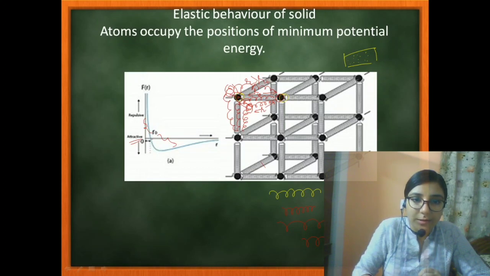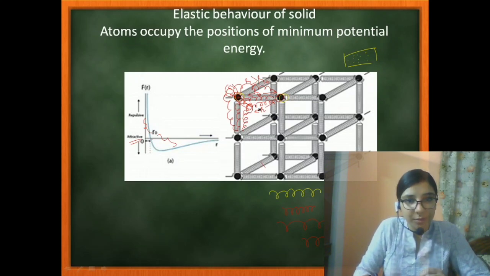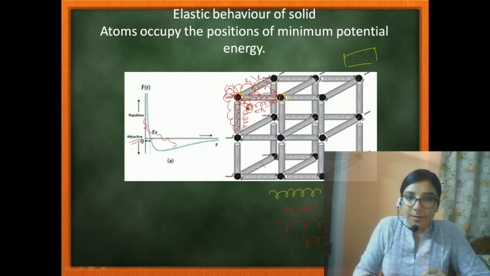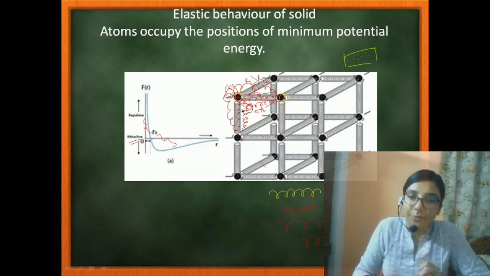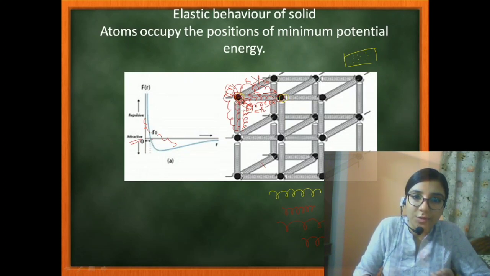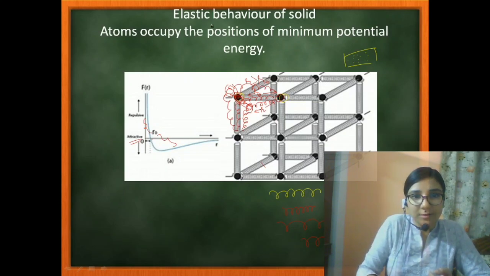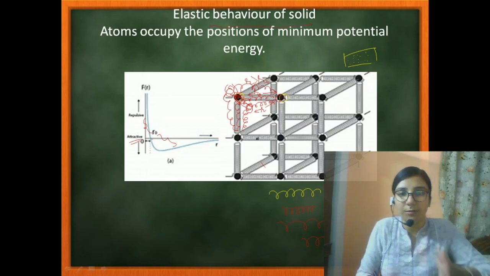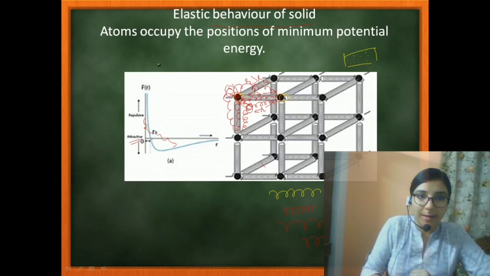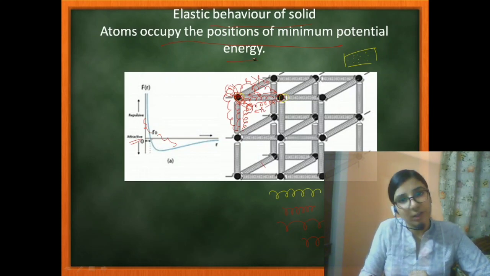to its original position. That means when we deform this solid object, if it gets compressed, there is repulsive force, and if we stretch it, there is attractive force, because of which it will return to its initial position, which is the position of minimum potential energy. So we have tried to explain the elastic behavior of solids with the help of the ball and spring model, and we have seen here that atoms occupy the position of minimum potential energy.